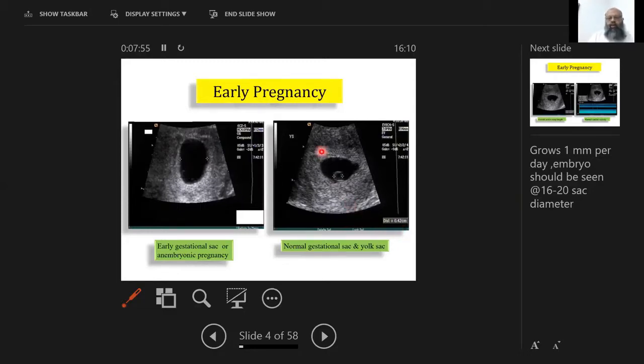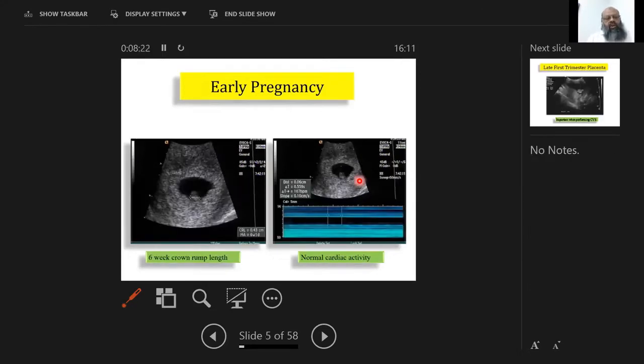So we have to keep in mind that at this stage, it will grow 1 mm per day. And another important thing is that the embryo should be seen at around 16 to 20 sac diameter. Whenever the mean sac diameter is 16 to 20, we must get embryo visible if it is normal. Then 6 weeks crown rump length. This is how we measure from crown to the rump, and normal cardiac activity, which can be seen on M mode. In this case, you can see there is activity.